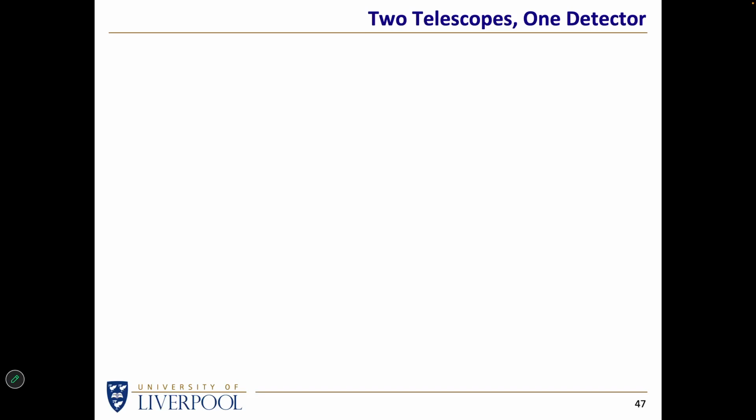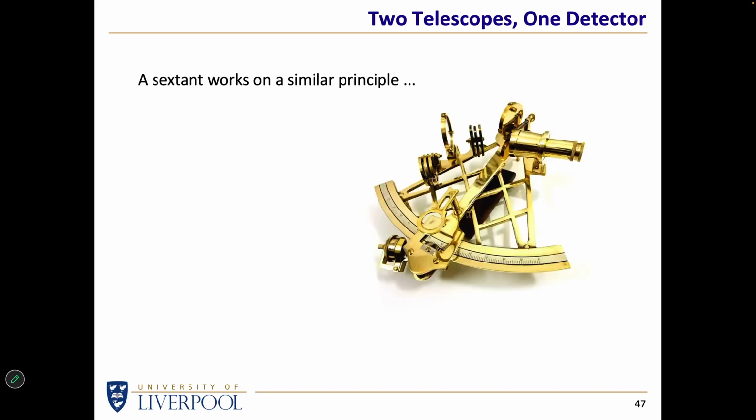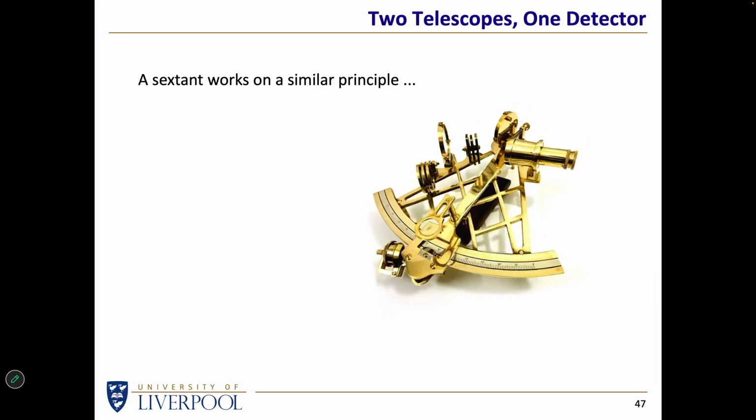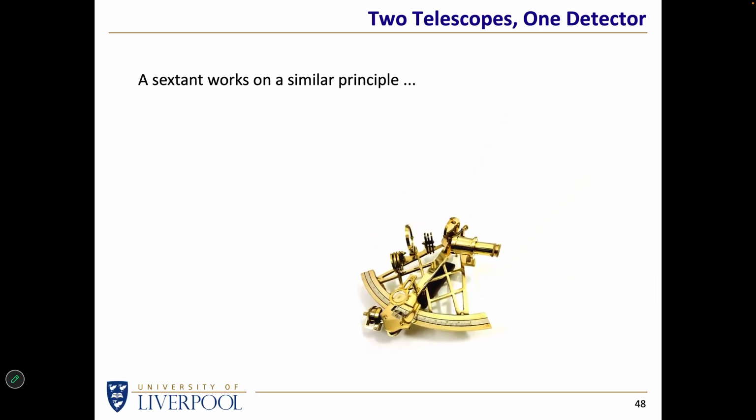Let me deal with this oddity of why has it got two telescopes but one detector? What is the point of that? Well, you probably have heard of another device which is two telescopes and one detector. It's called a sextant. Now, sextants are great for navigation. I'm guessing you've probably got one in your boot in case your GPS ever fails, just to be on the safe side. How does a sextant actually work?